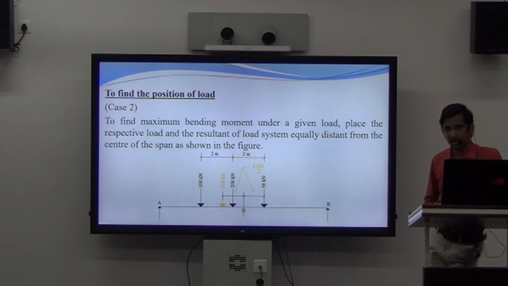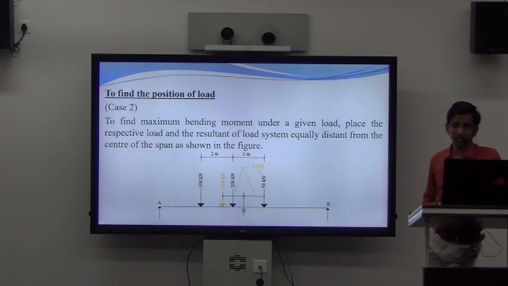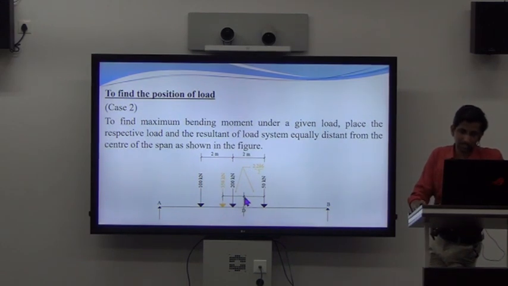But in this case what you have to do is keep the resultant and the load below which you require the bending moment equally distant from the center, as we did in the case of absolute maximum bending moment. Here we are just keeping the resultant and the load below which you require the maximum bending moment equally distant from the center. If you see this figure, it is pretty clear.